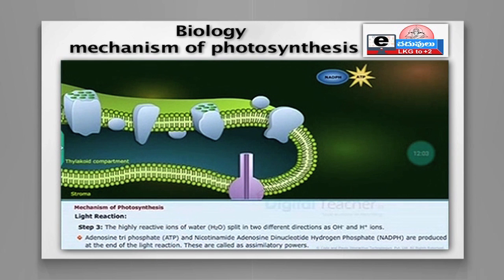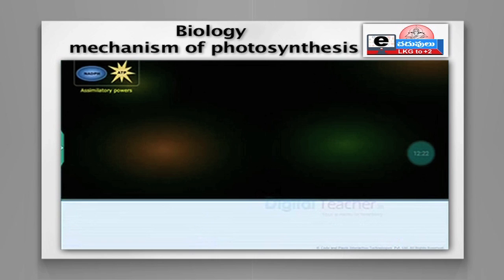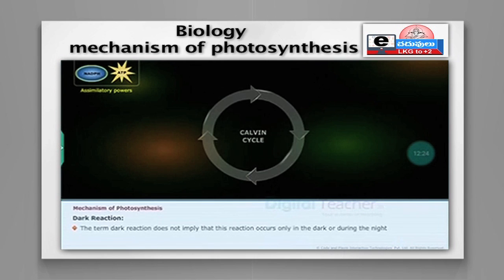What is it? The NADPH forming is called assimilatory powers. So how can we form assimilatory powers? Electrons are captured by chlorophyll A, leading to the formation of inorganic phosphate ions. These inorganic phosphates convert ADP to ATP. So NADPH and ATP are called assimilatory powers.